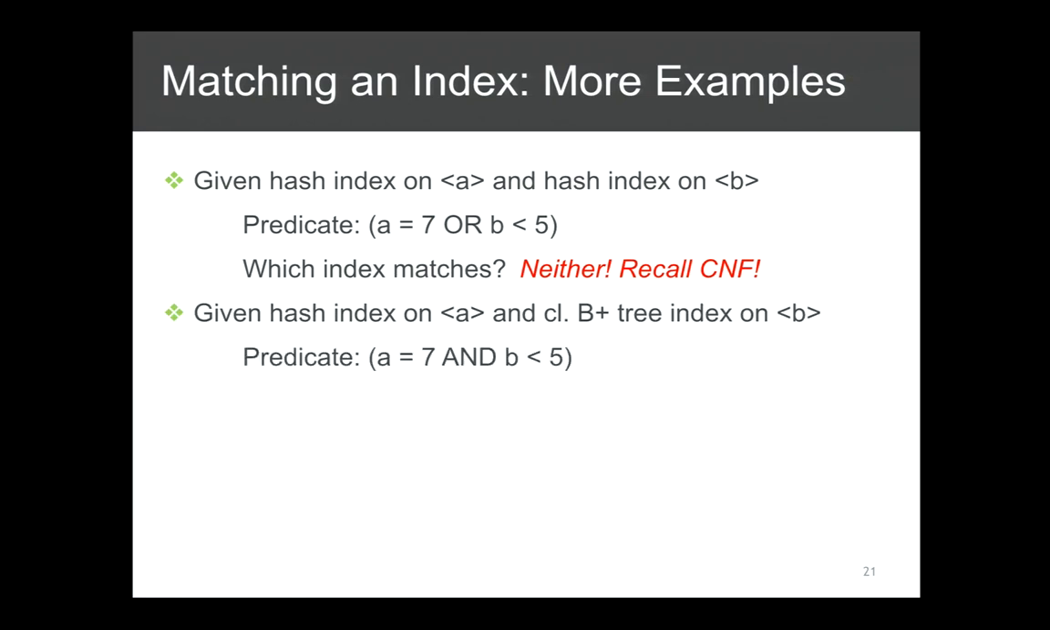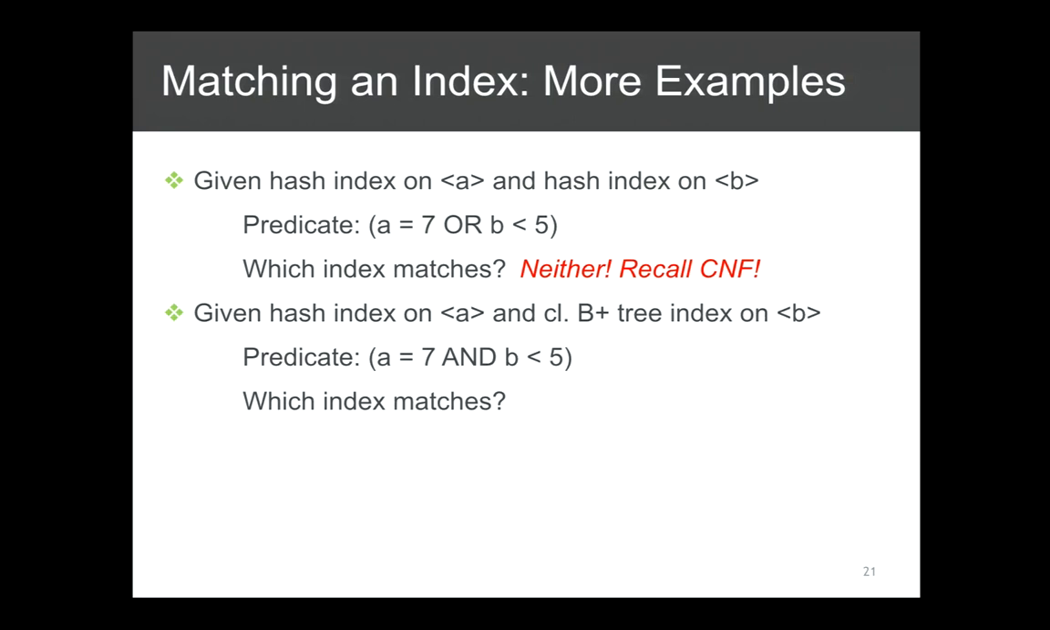Another example, let's say there's a hash index on A and a clustered B plus tree index on B, and the predicate now has two conjuncts. So there's A equals 7 and B less than 5. Which index matches this predicate?